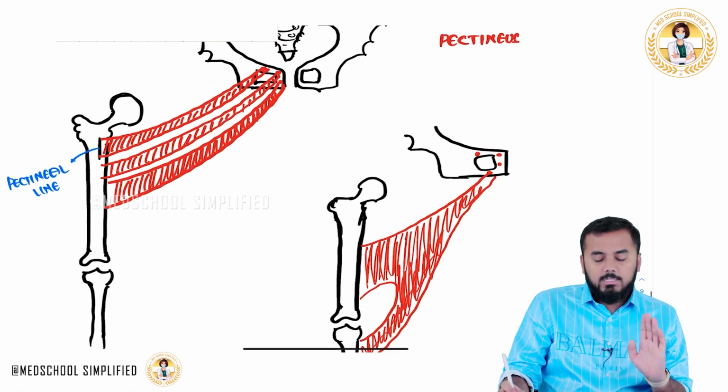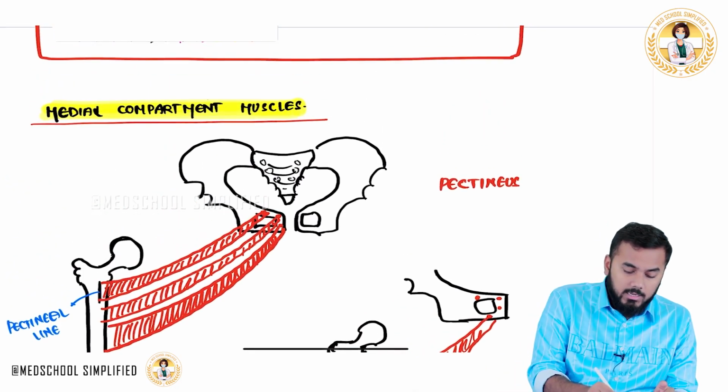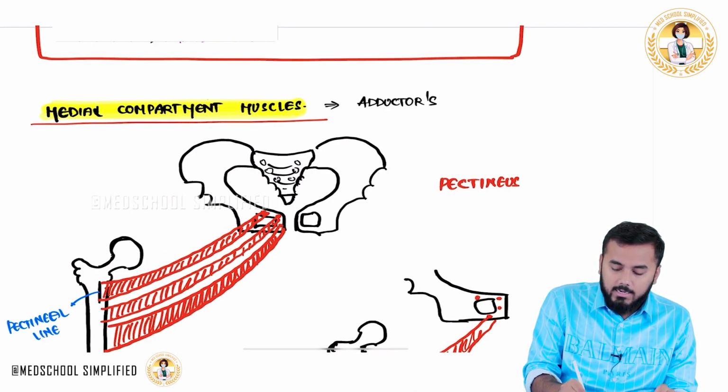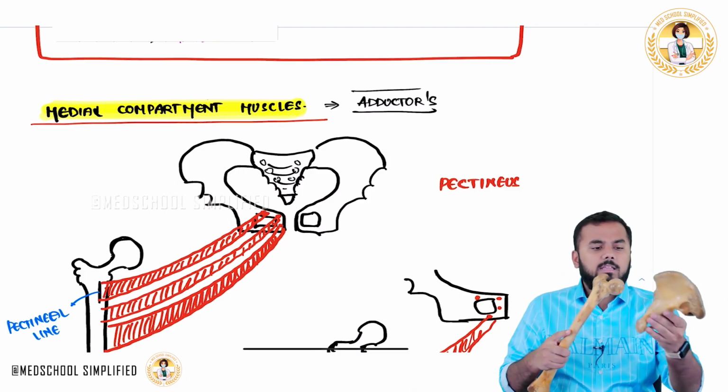First thing you have to know that all these muscles, whatever I'm drawing in the medial group, what is their function? I told you in the starting. Yes, what is their function? Their function is adduction. That is the reason why they are called as adductors. Okay, they are called as adductors. I have explained you this thing in the starting itself, right?